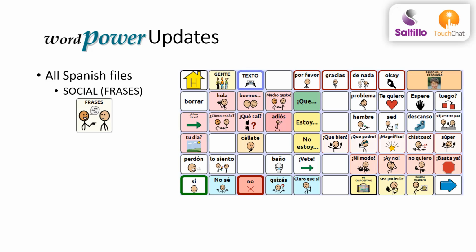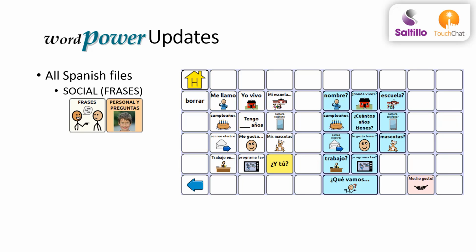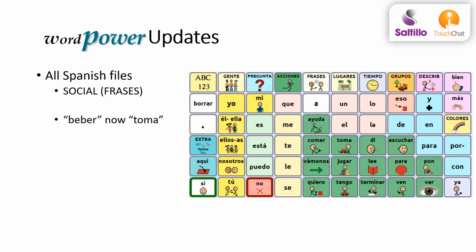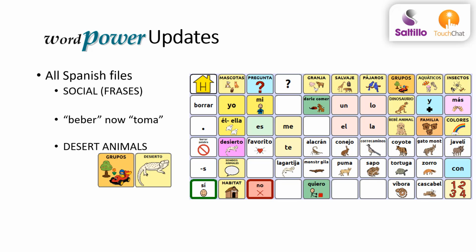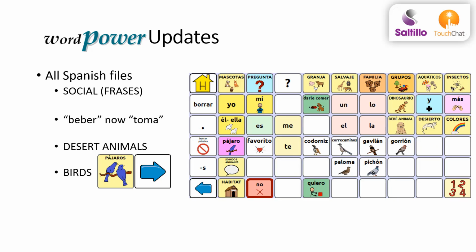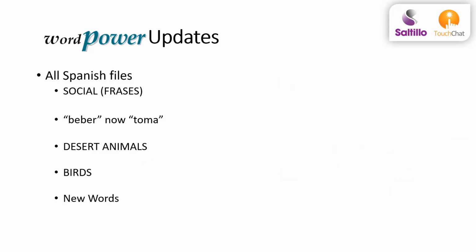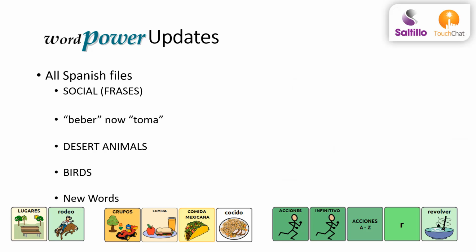The social pages of all the WordPower Español files have been updated. New social phrases are added, and the color separation is added to the Personal and Questions page. Beber was removed from the main page and replaced with Toma. Toma links to bebidas and una foto. Desert animals were added, and a second page of birds was added, and then a few new words were added to the Español files.